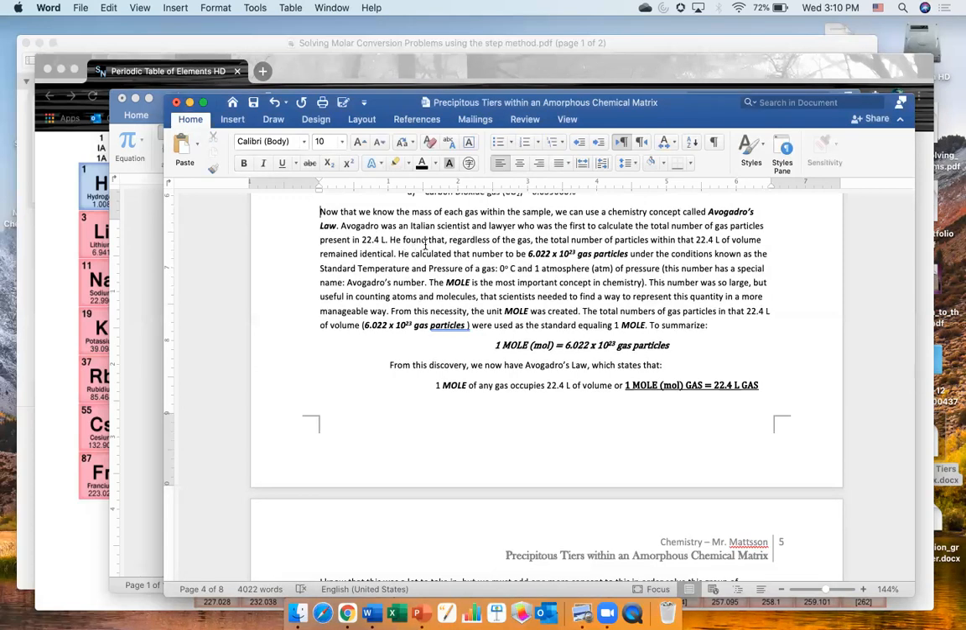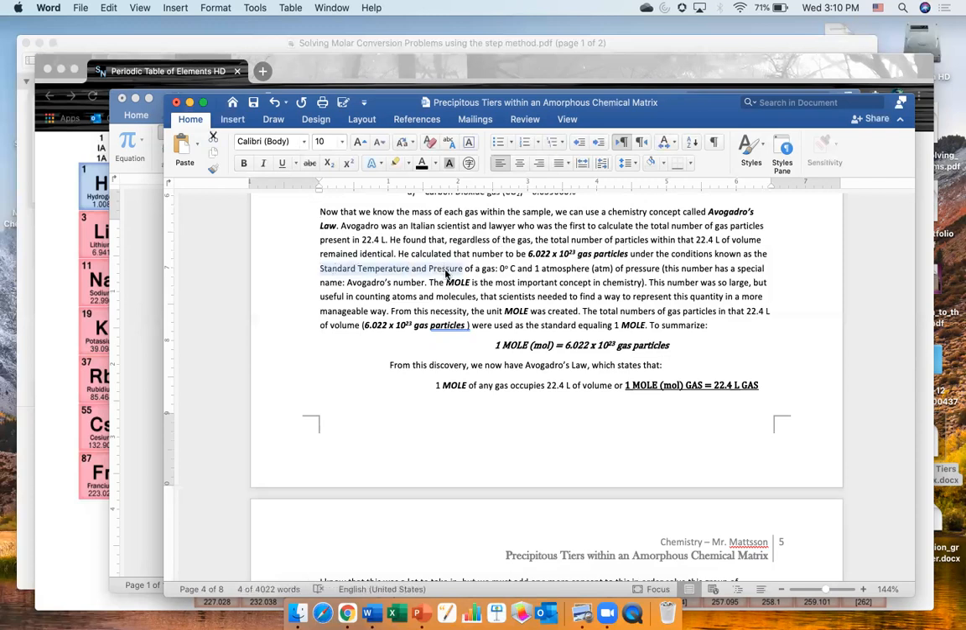Avogadro was an Italian scientist and lawyer who was the first to calculate the total number of gas particles present in 22.4 liters. He found that regardless of the gas, the total number of particles within that 22.4 liters of volume remained identical. He calculated that number to be 6.022 times 10 to the 23 gas particles under the conditions known as standard temperature and pressure of a gas.